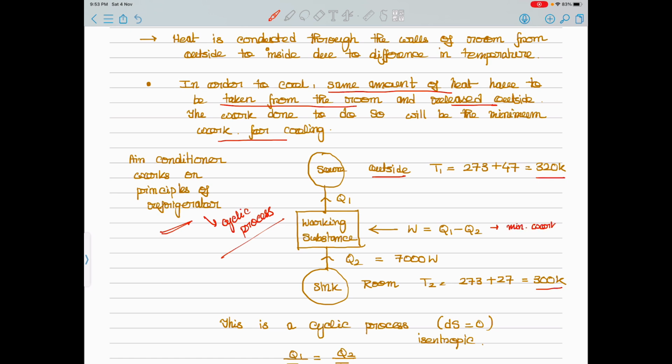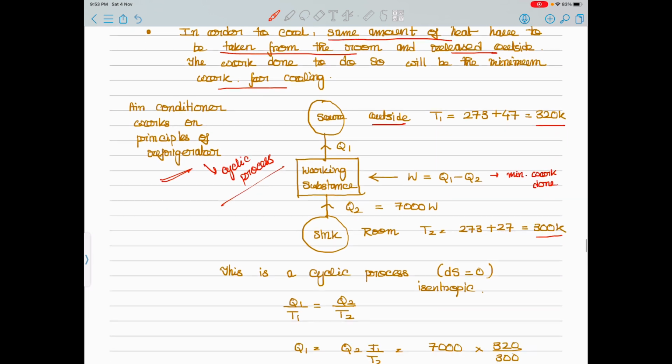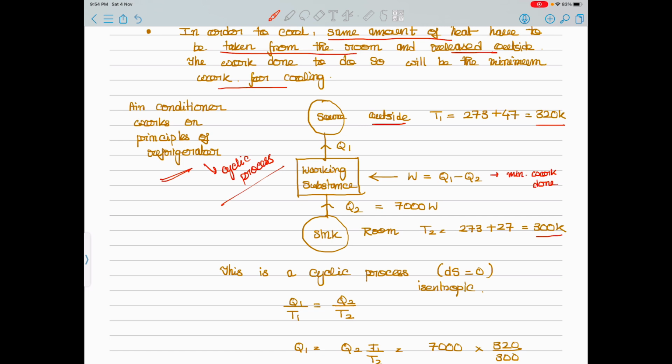Now what is this Q2? From outside to inside, it is given in the question that 7000 watts of heat is coming inside the room. So that 7000 watts of heat which is coming inside the room is warming it. That 7000 watts should be taken up by the compressor and released outside. So that is the Q2. That amount of heat is required to be released; then only the temperature will remain the same at 27 degrees Celsius. Therefore Q2 will be 7000 watts according to the question.